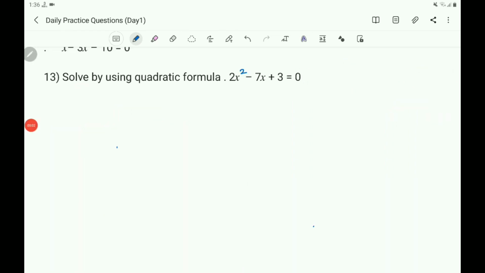Now the 13th question, solve by using quadratic formula. So take the quadratic equation, 2x square minus 7x plus 3 equals 0. This is the given quadratic equation. We have to solve it by using the quadratic formula. Before writing the formula, find the values of a, b and c. What is the value of a? A is the coefficient of x square, that is 2.